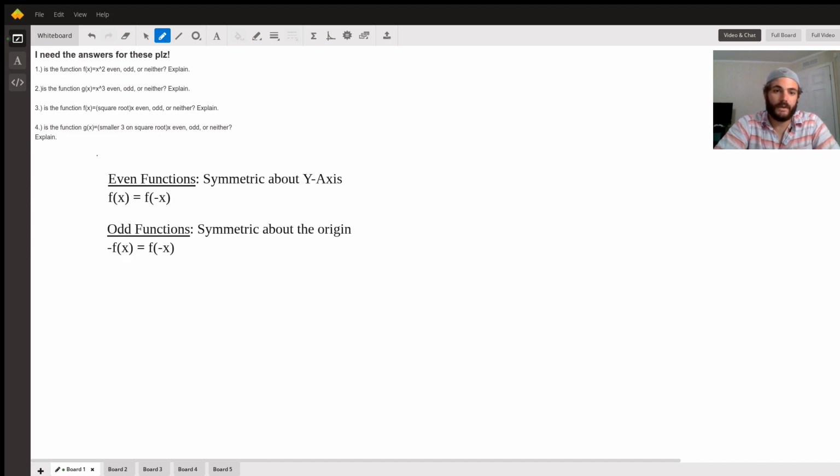For odd functions, they're defined as being symmetric about the origin, which is the center point in the middle of a typical graph. It's that center point right there. Such that negative f of x will be equal to f of negative x. And that'll start making more sense as we go about some of these examples here.